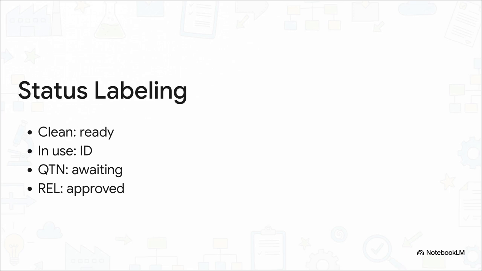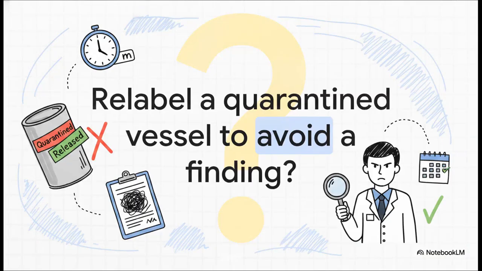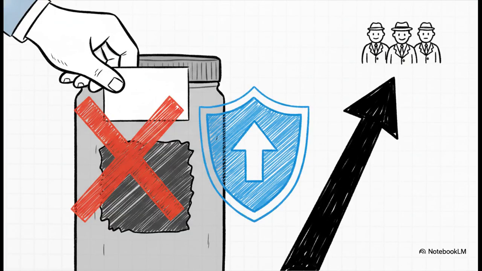No guessing allowed. Okay, let's test that inspector vision of yours with a real-world scenario. Imagine an auditor is arriving in 10 minutes. A supervisor panics and begs you to backdate a log and slap a released sticker on a quarantined vessel just to dodge a finding. What's your move? You absolutely refuse. Look, an honest quarantine label is just part of the process, but slapping a false released label on it, that's outright falsification and serious misconduct. Trying to conceal a gap doesn't fix it.